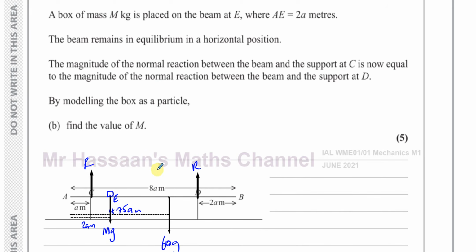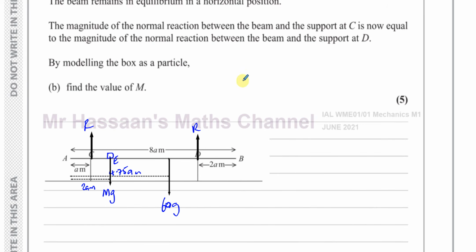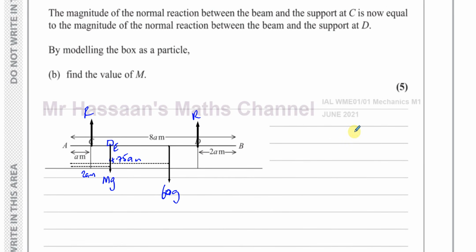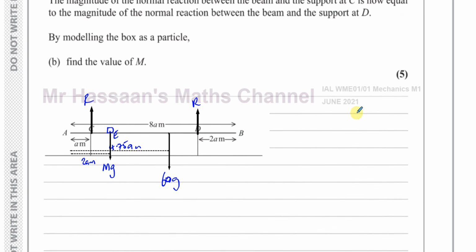Okay, so it says by modeling the box as a particle, find the value of m. What it means by modeling as a particle is that you assume the weight acts through a point, not spread over a little area, like we've done here. So now we need to find the value of m.